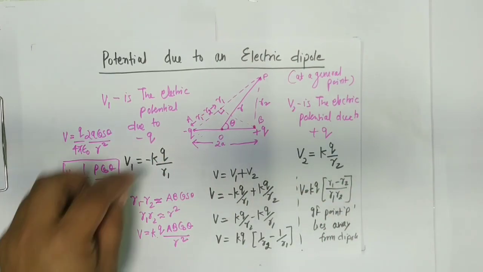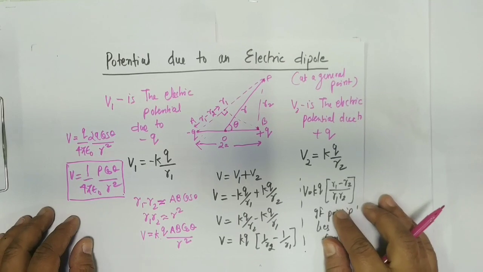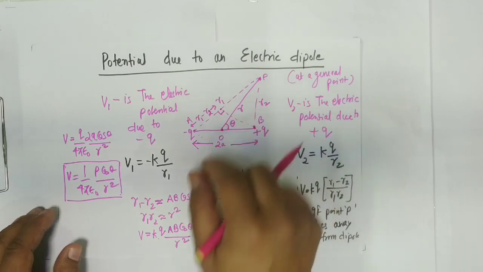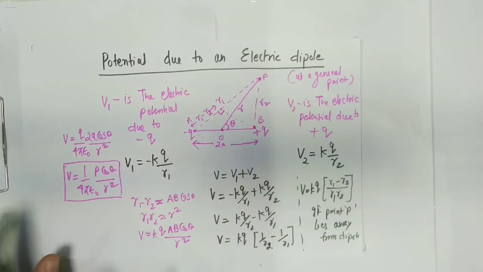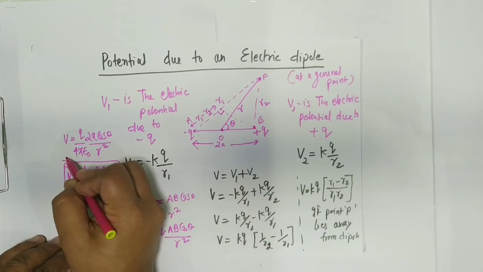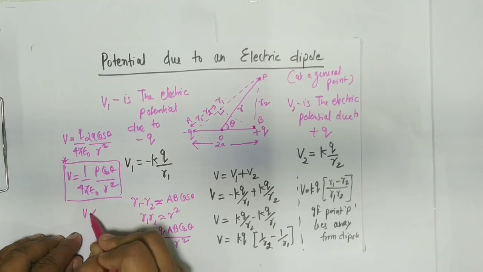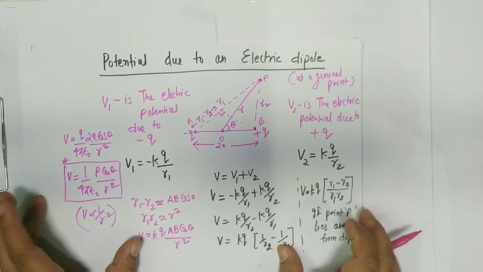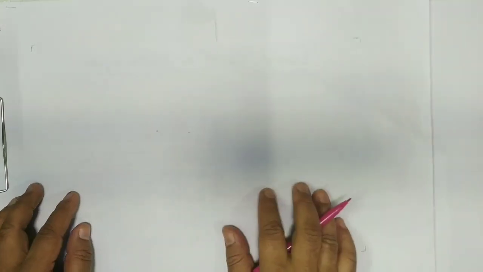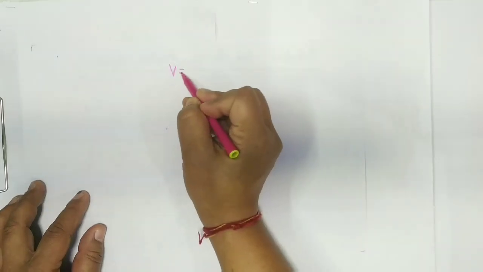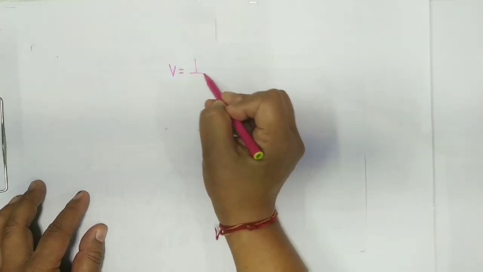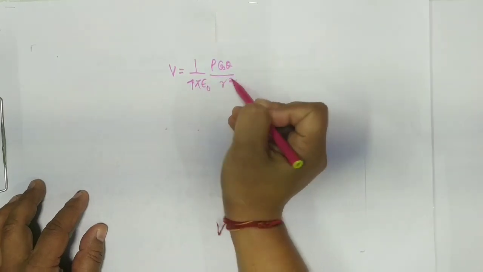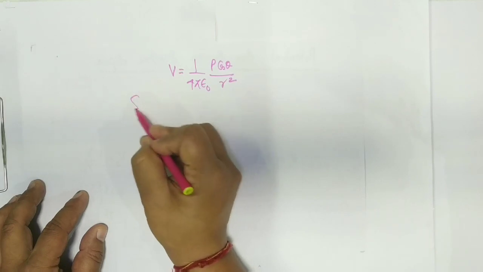Again repeating, R1 minus R2 can be written as AB cos theta, and R1 R2 is R square. This is the general form. Very interesting is that V is inversely proportional to R square. What we got is V equal to 1 upon 4 pi epsilon naught, P cos theta by R square. Now what are the two special cases?